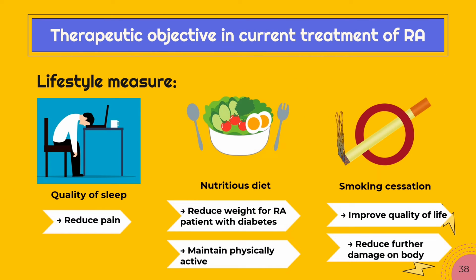The fourth treatment of rheumatoid arthritis is by changing the patient's lifestyle. First, it is important to have quality sleep because it can help to reduce pain. Second, having a nutritious diet helps to reduce weight for rheumatoid arthritis patients with diabetes, and also helps keep the patient physically active. Quitting smoking is important to improve quality of life, as it will further reduce damage to the body.